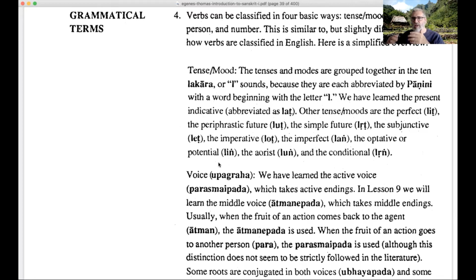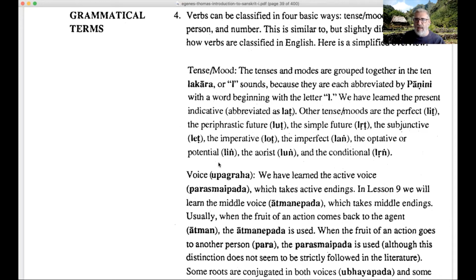So lin is used, that tense is used to either give a blessing, ashirlin, or to make a command, vidhilin, a rule. Vidhi means command, a rule. Or ashih means ashirvada, a benediction, right? So when we make a benediction or when we're pronouncing a rule or making an order, we use vidhilin or ashirlin. Then the aorist, which is another type of tense called lun, and the conditional, where we're saying something might happen or could happen, right? Then we say lrn.